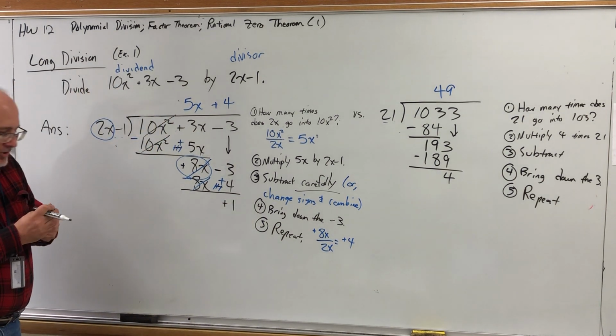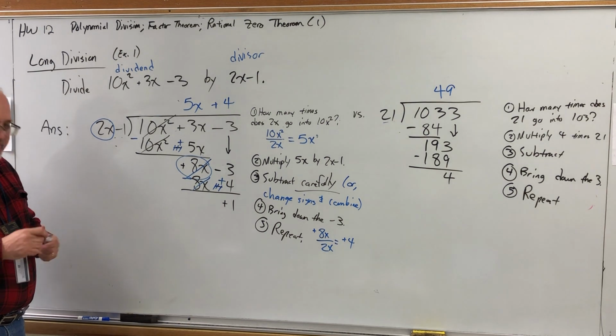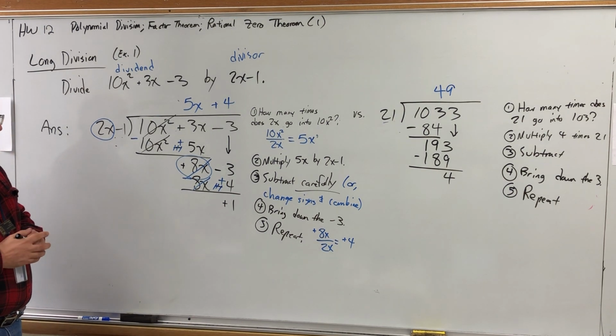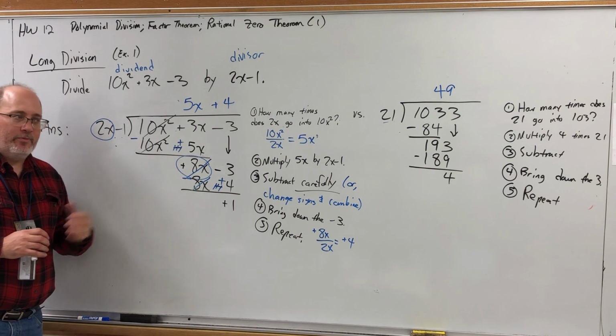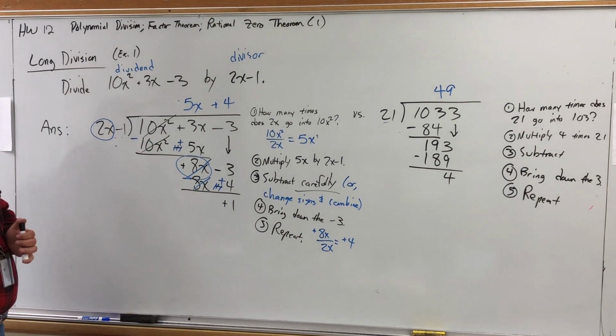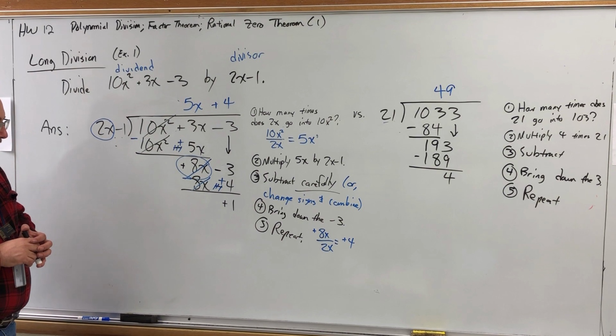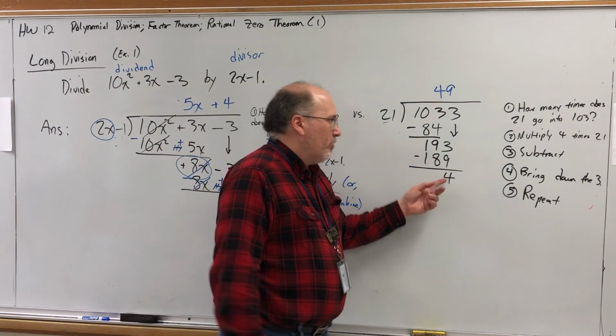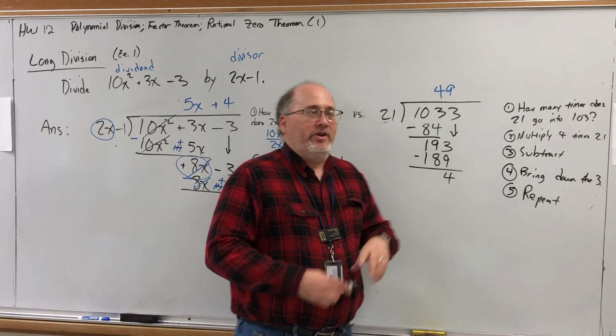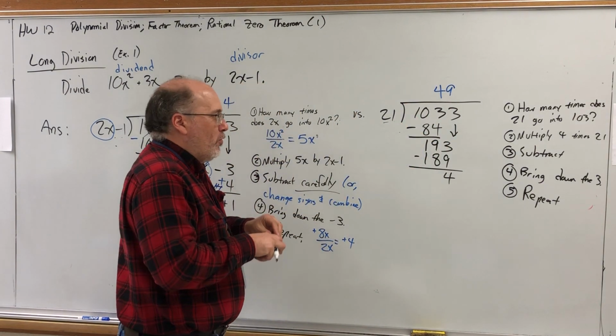So the steps for polynomial long division are the exact same as the steps for numerical long division. You just have to make adjustments to compensate for the fact that you're dealing with variables. Now we're not quite done yet, because we got to talk about what to do with the remainder, if there is one. If the remainder was 0, it would be over. The answer would be 49. But the remainder is 4.